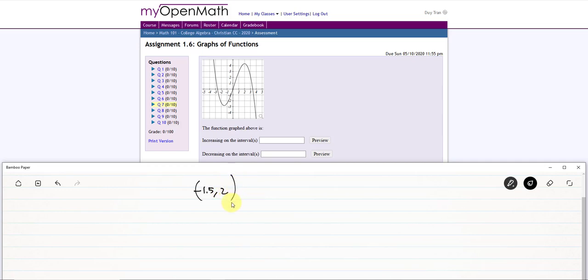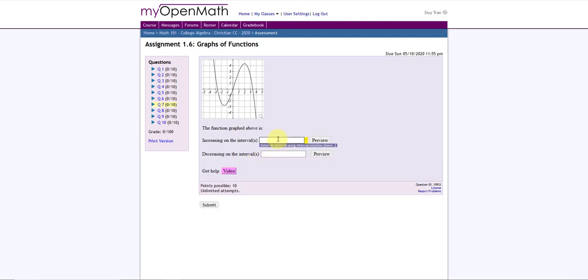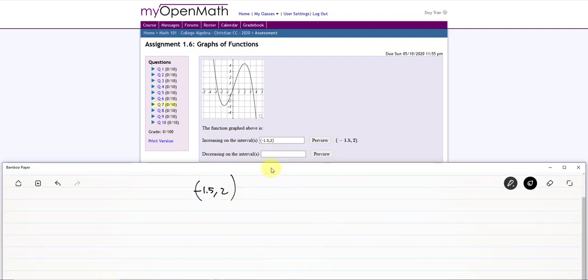So that is where your function is increasing. So minus 1.5 to 2. So you're going to type minus 1.5 comma and then 2. What about the decreasing interval?